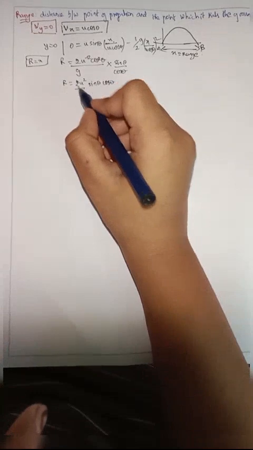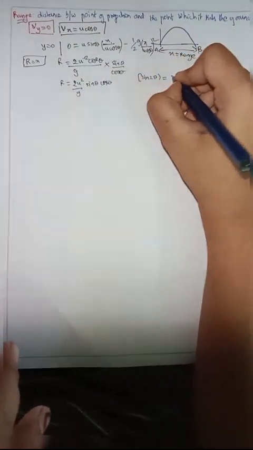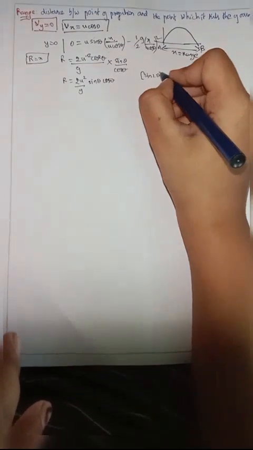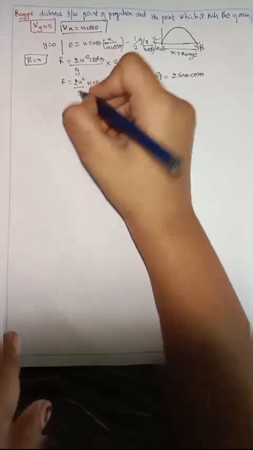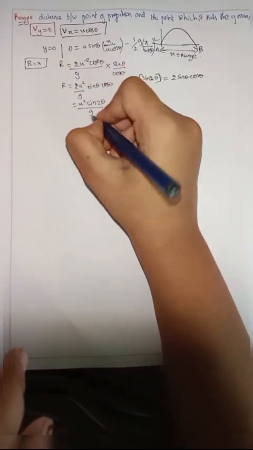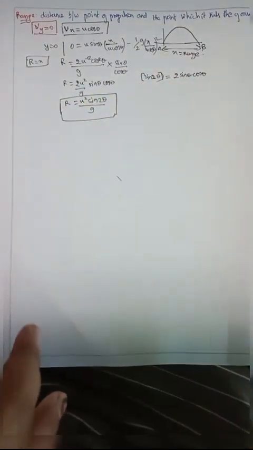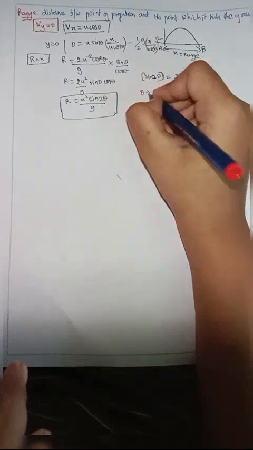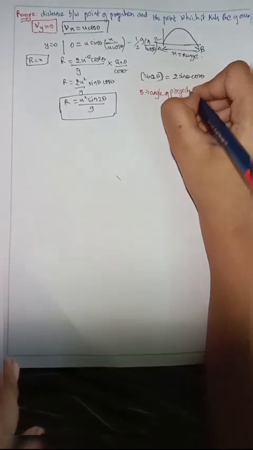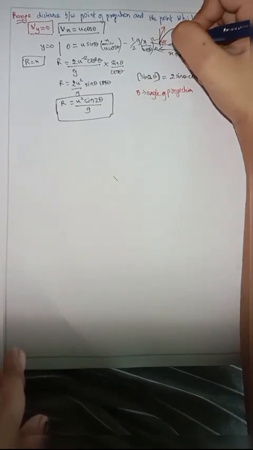You know that sin 2 theta is nothing but 2 sin theta cos theta. So we are writing u square sin 2 theta divided by g as R. This is the range. Here theta represents what? Theta represents the angle of projection with the horizontal level.